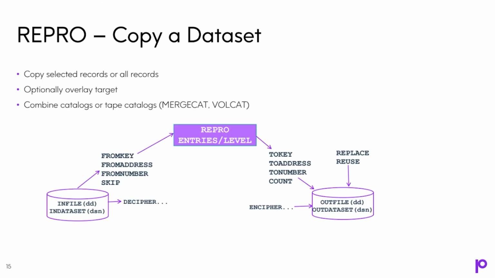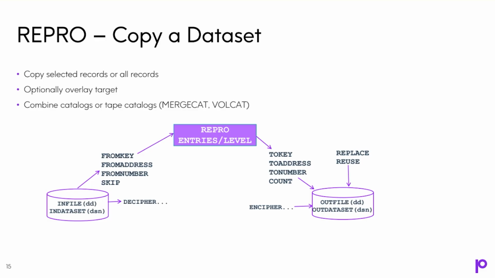And once we've got things created, well, maybe we want to copy them somewhere. And so typically that's the repro command. We'll copy typically all of the records, but you may want to copy only a certain range of records. You can overlay the target or not overlay the target. The default is not overlay the target. Repro, there's also a variation of repro where I might not be copying user data or application data. I might be merging catalogs together. I might be merging user catalogs together. I might be merging tape volume entries together.